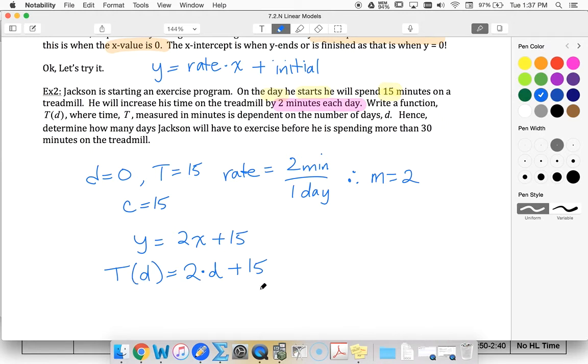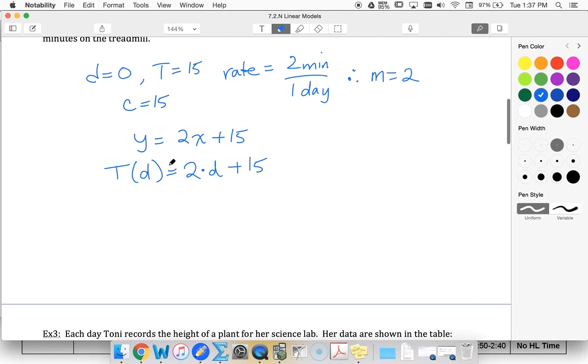All right, now that I have the function, how many days does Jackson have to exercise before he's spending more than 30 minutes on the treadmill? So I want the time on the treadmill to be greater than 30 minutes. So my equation for time, this is the answer. I need to know what day, so I want to use my equation. 2d plus 15 greater than 30.